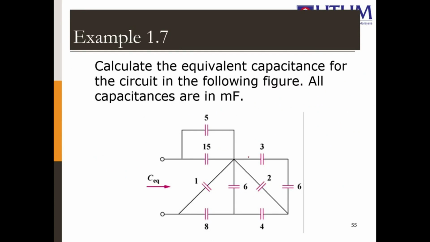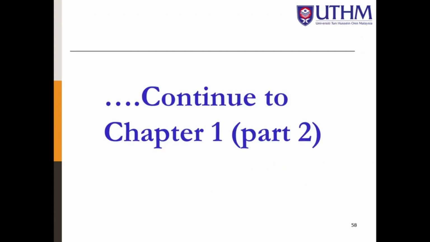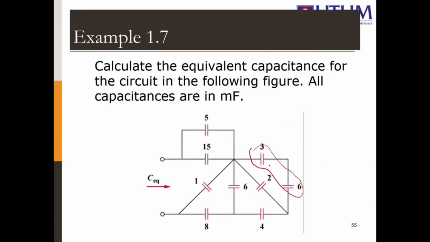What about example 1.7? In order to calculate the equivalent capacitance for the circuit in this figure, we take it step by step. If this is the first step, try to solve this first. So this is in series. How do you detect that this is actually in series? In order to find out whether components are in series or in parallel, for a series circuit, you should have the same current flow. Sorry, it should have the same current flow through the components.